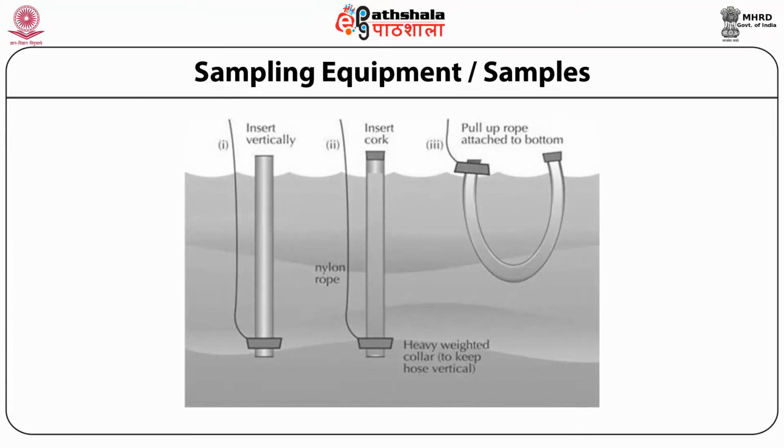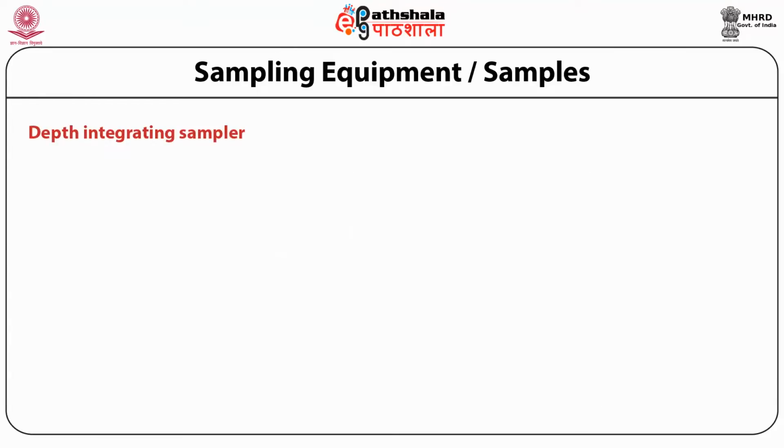After the site selection, now we come to the sampling equipment or samplers which are required to collect the sample. Number 1 sampler which we use for sample collection is the depth integrating sampler. It is a device which is made of iron and painted with a rust inhibitor.